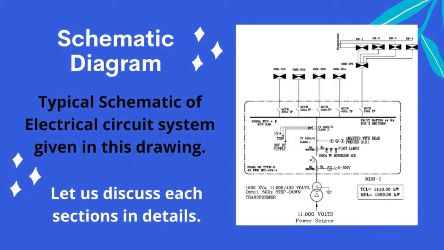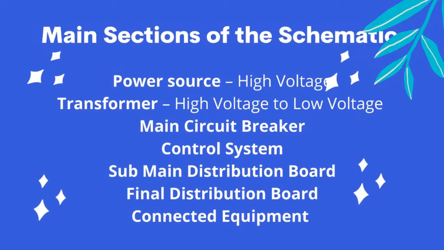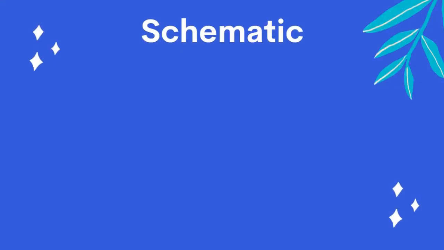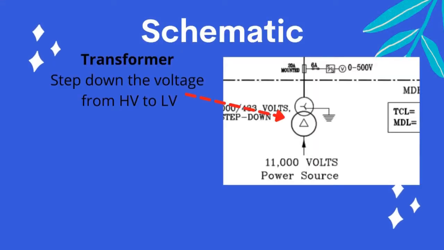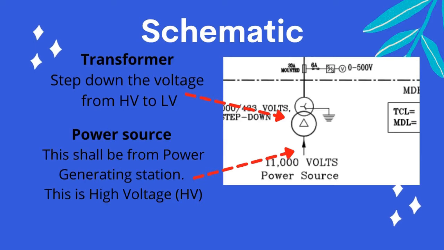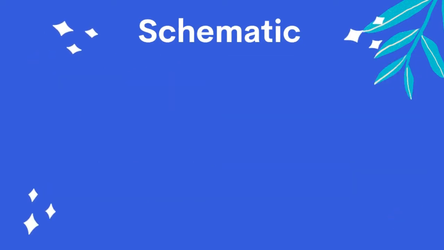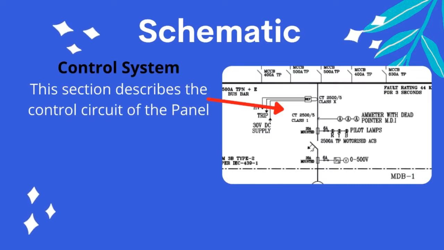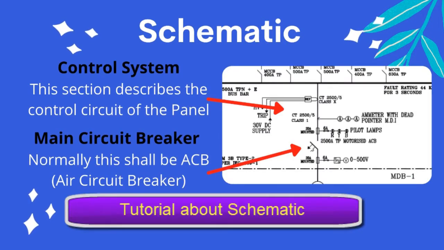Let us discuss each section in detail. Transformer: steps down the high voltage to low voltage. Power source: this shall be from the generating station. This is a high voltage. Control system: this section describes the control section of the panel. Main circuit breaker: normally this breaker shall be an ACB.